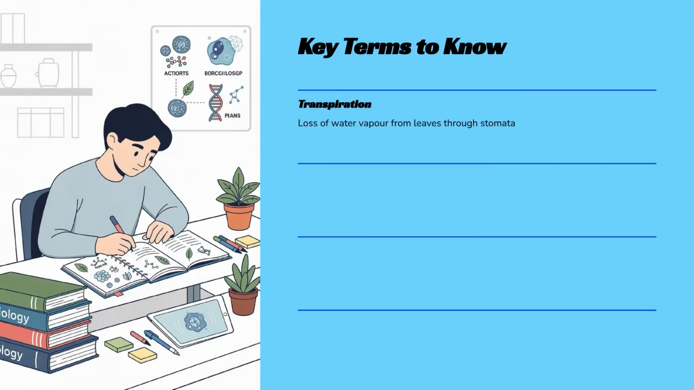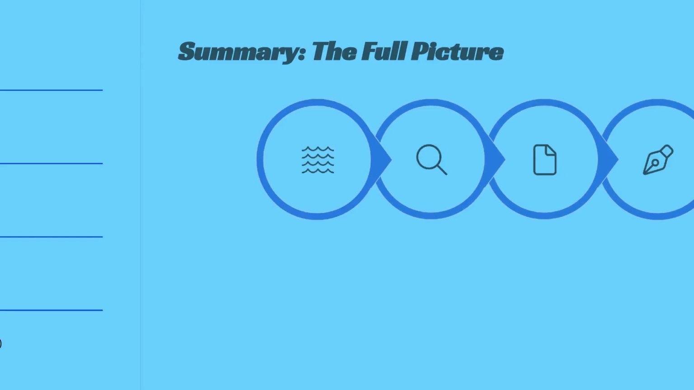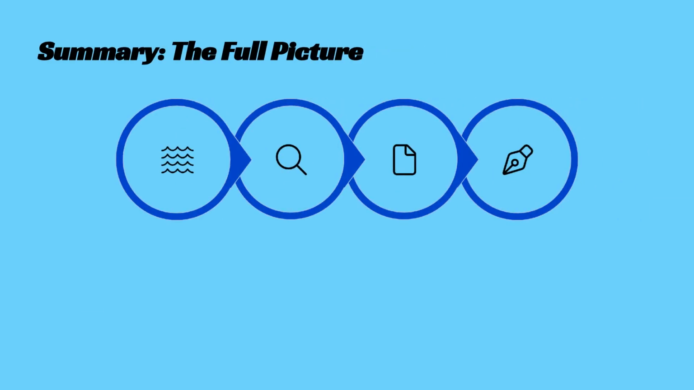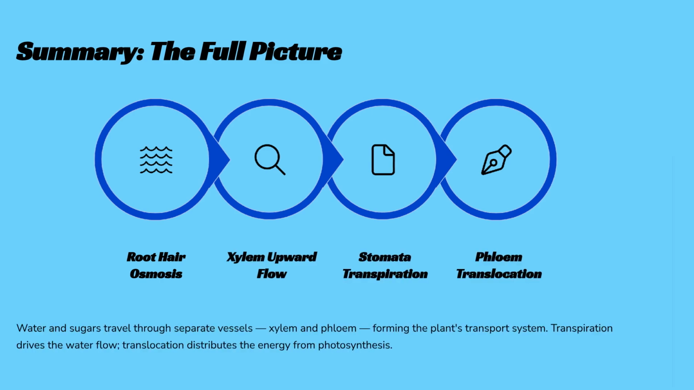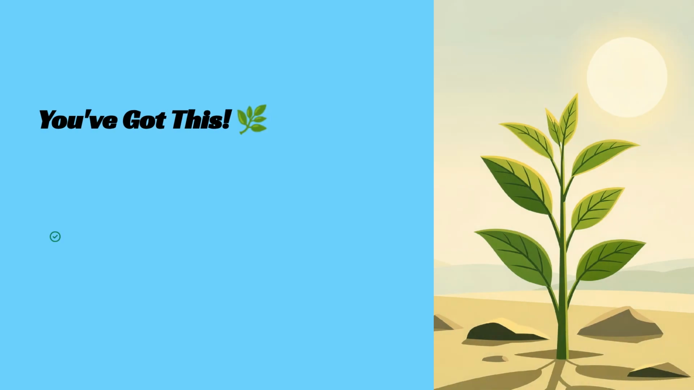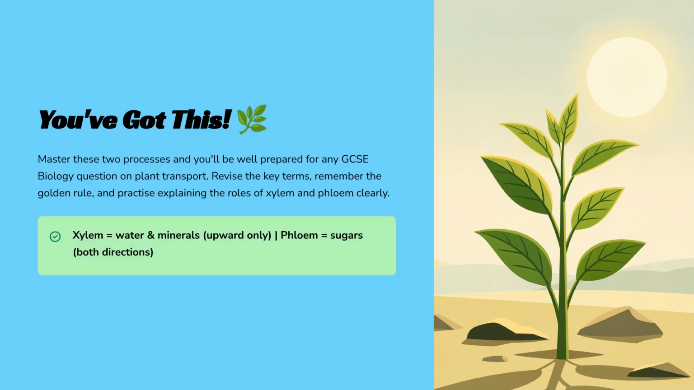Key terms include transpiration, translocation, transpiration stream, and the states of turgid and flaccid for guard cells. To summarize, the plant transport system involves water uptake by root osmosis, upward flow through the xylem, water loss via stomatal transpiration, and sugar distribution via phloem translocation. Mastering transpiration and translocation is essential for GCSE biology. Remember the difference between xylem and phloem, and you'll be well prepared.